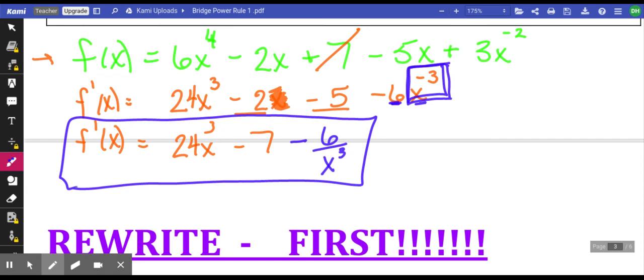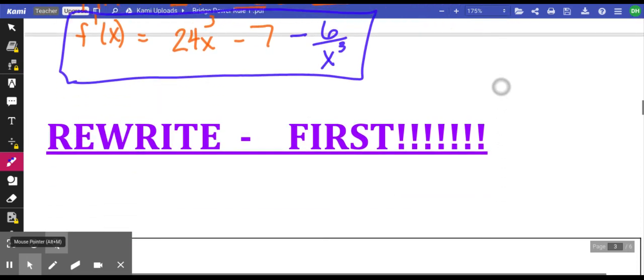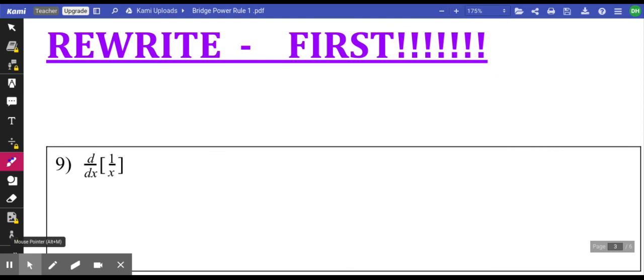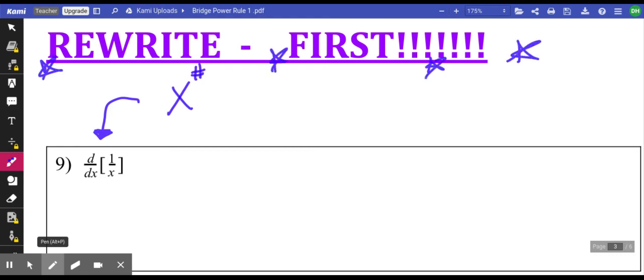All right, now some of you might be thinking this is way too easy. Maybe some are thinking it's okay, it's too hard, I don't know. But if you're thinking it's too easy, it does get a little more complicated. And you'll see in the next sentence here, I wrote rewrite first, okay? So I want to remind you of the power rule. The power rule has to be x to a number. Okay, so if I look at question 9 here, this does not look like x to a number, and that's why I'm saying rewrite first. You have to make it look like x to a number.